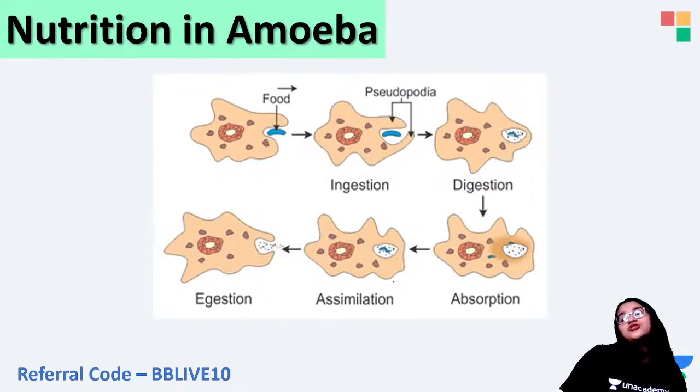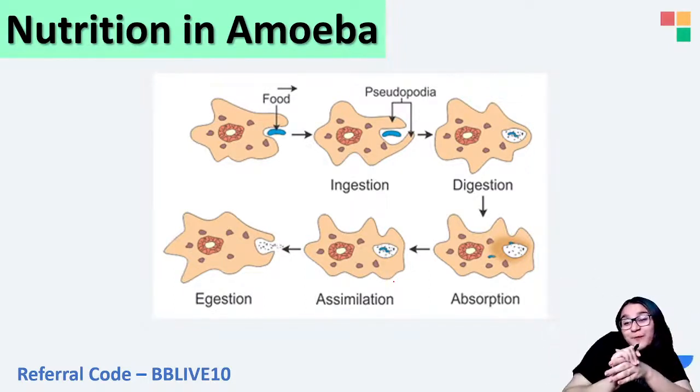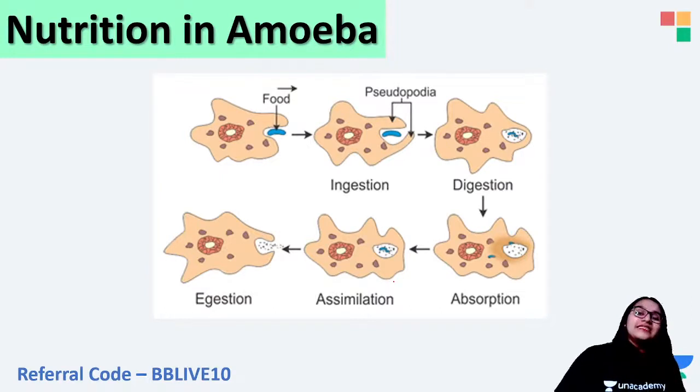Now this is the nutrition in amoeba. This is something which you have also studied in 9th standard. Over here you can see the food, or you can see the pseudopodia. As soon as the food is under the pseudopodia, the amoeba goes like fuzuk, tappa. Then the food is given into the food vacuole where it is digested and absorbed by the body, it is assimilated throughout the body, and whatever is remaining is then used in the process of egestion, that is to throw it out of the body. Clear?